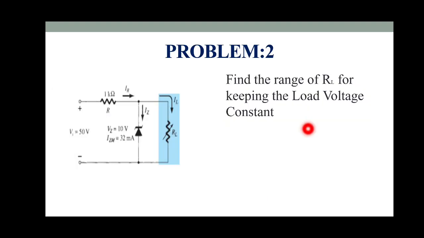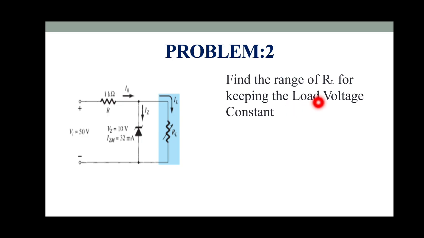Now the next problem. For this circuit, in our previous circuit, both Vi and RL were constants. Now Vi is constant but RL is variable, and we have to find out the range of RL for keeping the load voltage constant. The load voltage will be constant if it is kept at Vz for this voltage regulator circuit.